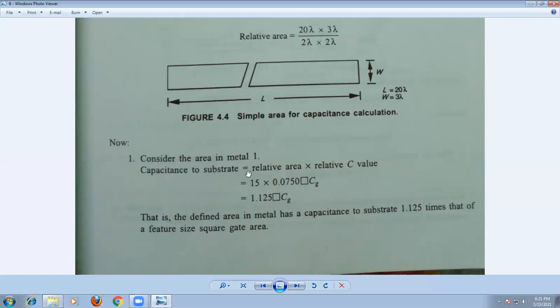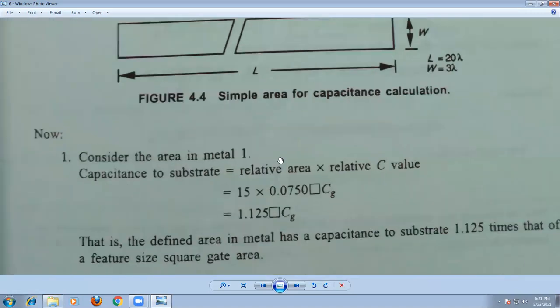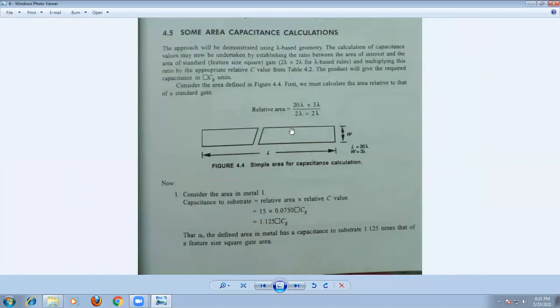Like this you can calculate the area capacitance. Once again, I repeat: to calculate the relative capacitance of the layer, first find the relative area of the layer. How to find the relative area? By taking the area of the layer divided by the standard gate area of the transistor.